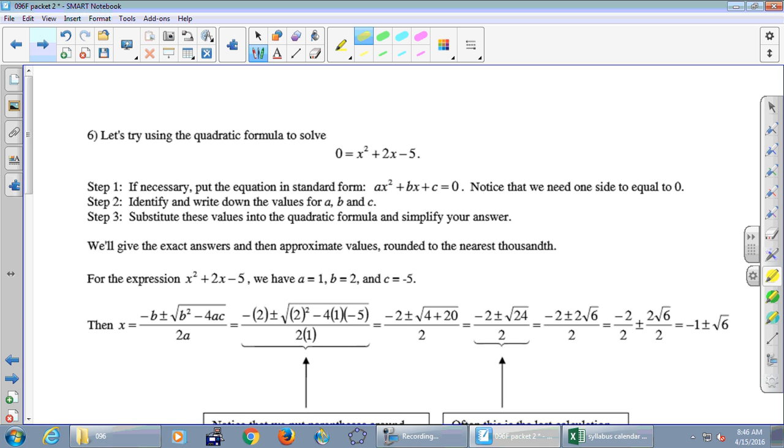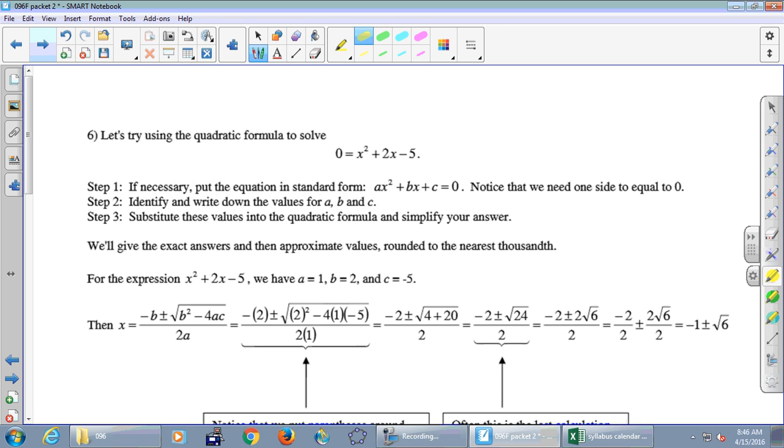So here's our equation, same equation that we just failed to factor on the previous page. First step, if necessary, put the equation in standard form. Notice we need one side equal to 0, which we have. It's already in standard form.